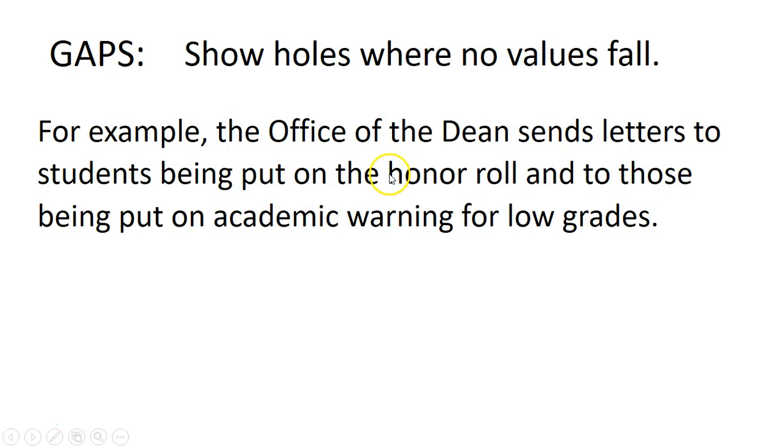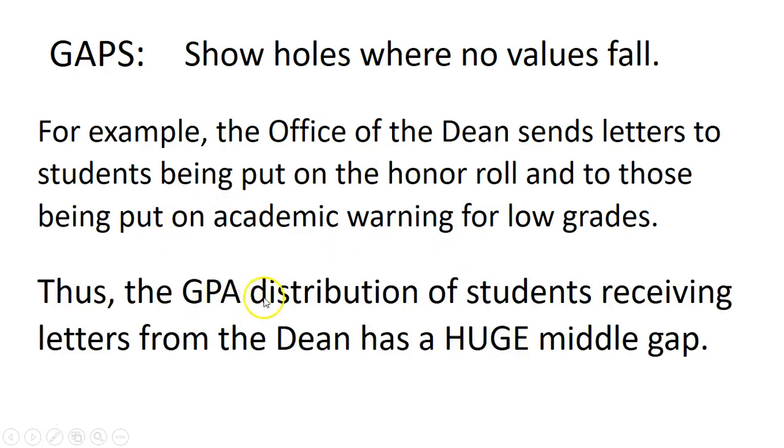So for example, the office of the dean sends letters to students being put on the honor roll, and to those being put on academic warning for low grades. Thus, the GPA distribution of students receiving letters from the dean has a huge middle gap. Think about it. You're on academic probation, or you're on the honor roll. It's the only time they're sending anything home.